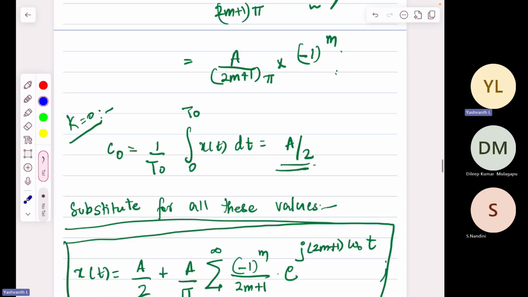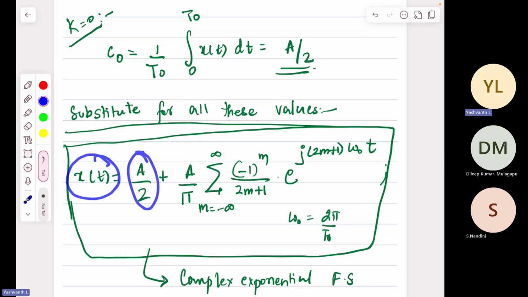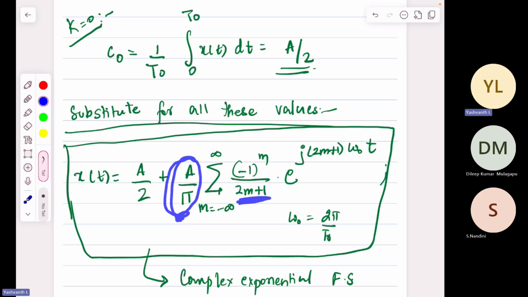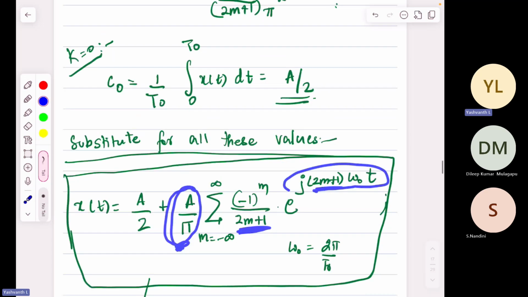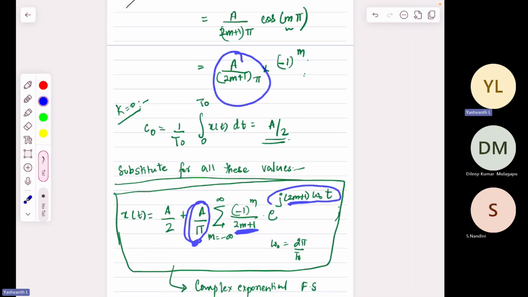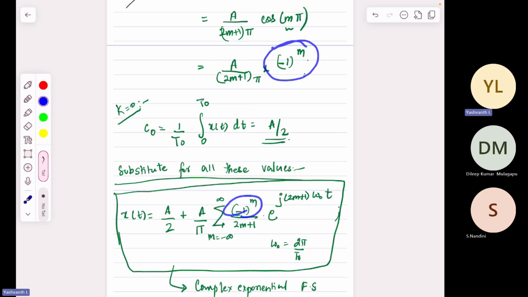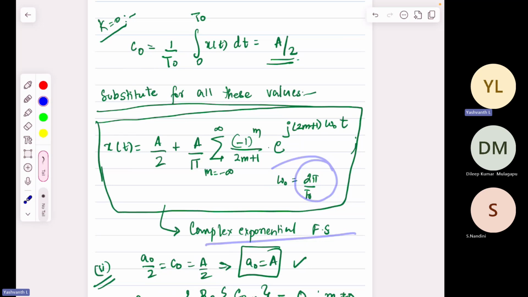Therefore, if you substitute all these values, you get x of t equal to a by 2 plus c naught, and you only have contributions from the odd case, not the even case. So you will have 2m plus 1 coming up, and 2m plus 1 j. Basically, what is this? a by 2m plus 1 into pi. I just took a by pi outside, but 2m plus 1 you should not take out, because the summation is over all m. Minus 1 power m, because of this minus 1 power m. And omega naught is equal to 2 pi by t naught. So this is the complex exponential Fourier series. Now, how will I compute the trigonometric Fourier series?